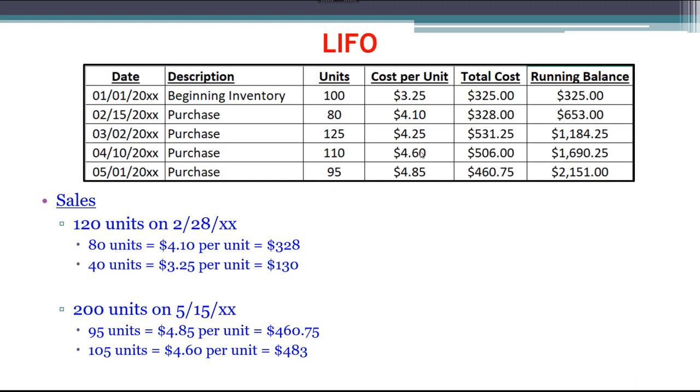So what this essentially means, the problem with LIFO, is you end up with a lot of partially used layers. Here we have a partially used first layer. We partially used this second to last layer. We eliminated the 80 at $410. We eliminated the 95 at $485. That's just the nature of LIFO.